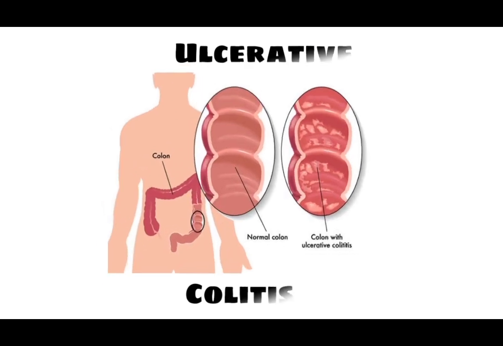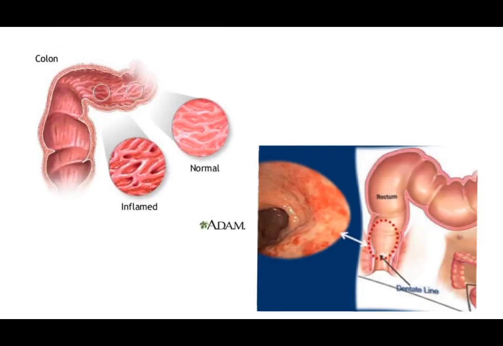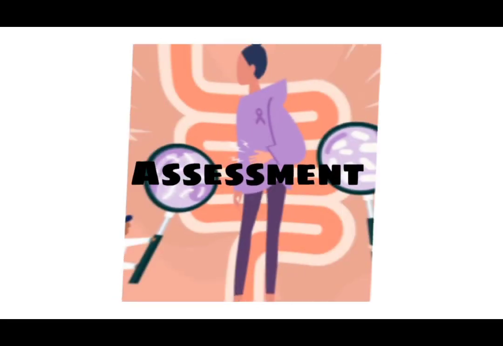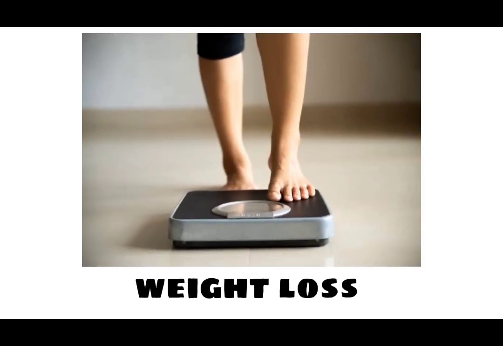So the next disease is ulcerative colitis. It is a long-term condition where the colon and rectum become inflamed. Small ulcers can develop on the colon's lining and can bleed and produce pus. Upon assessment of the patient, ask if there's any pain, if there's rectal bleeding, often experiencing diarrhea with blood or pus, having abdominal pain, malaise, weight loss and fever.